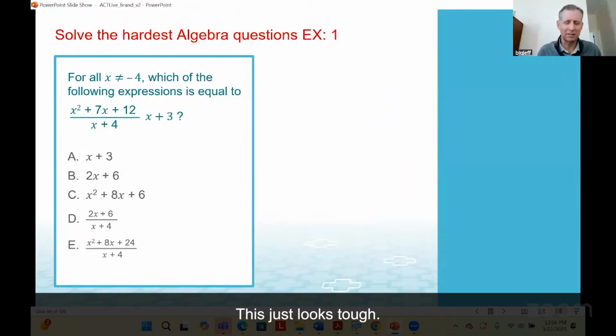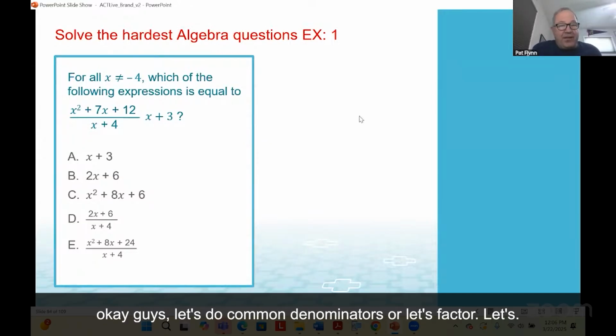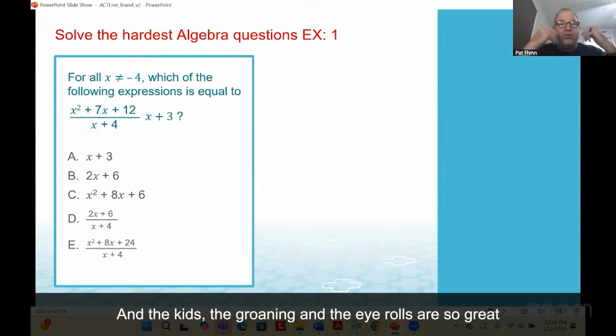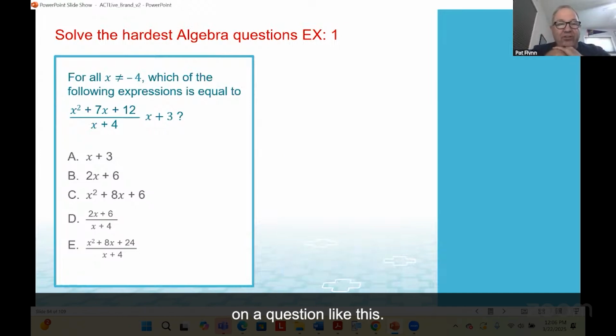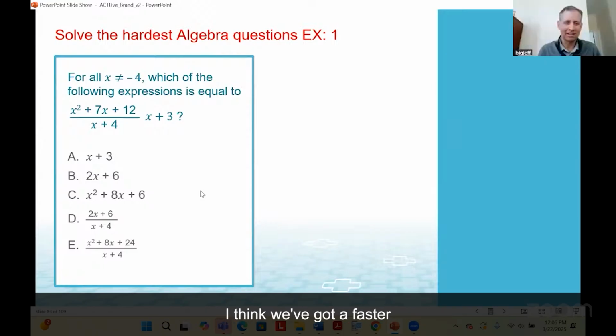This just looks tough. Well, if I'm in class doing this, I'm like, okay, guys, let's do common denominators or let's factor, and the kids, the groaning and the eye rolls are so great on a question like this. They love doing this all day long. My students, if you're on, tell them you love this kind of question. Ugh. But I think we've got a faster way than the traditional math, don't we, Jeff?